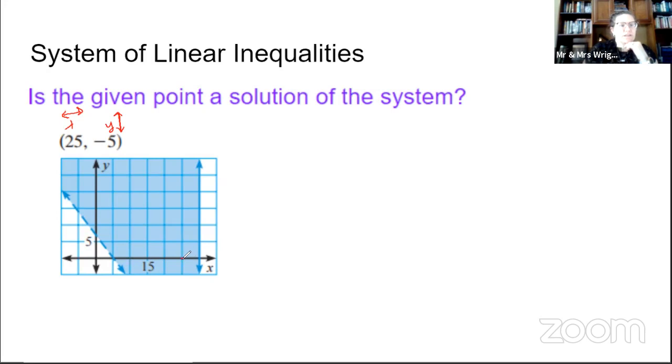We know it's going to be this way horizontally. Now we need to look at vertically. We want -5. That means we're going to go down. So -5, that point is right here.